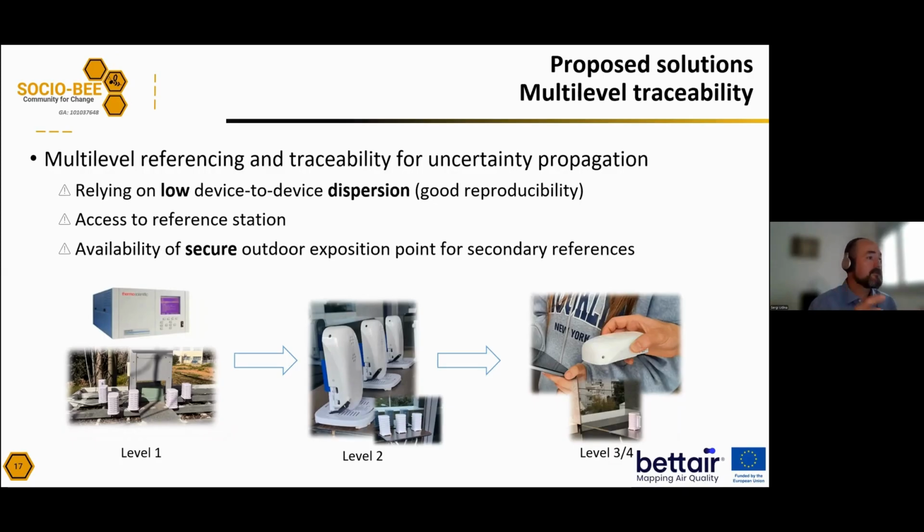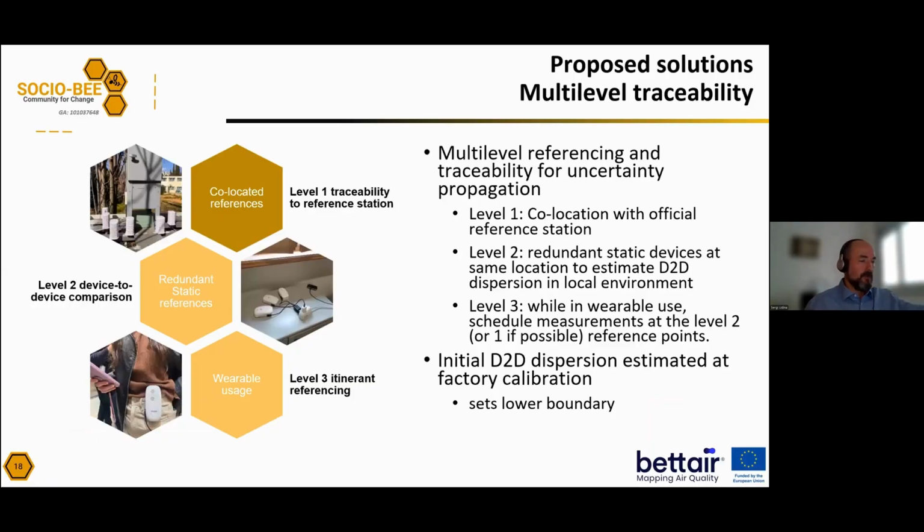Then you needed access to a reference station, which can sometimes be hard, especially for citizen science communities. And the availability of a secure outdoor exposition point to place secondary references. What I mean by secondary references is a number of wearable devices, equivalent devices, many of them with a redundant measurement in one point. So in one point, we have measurements on different devices. Level 1, level 2, level 3, 4. So continuing and elaborating on this multi-level referencing, let me see, I can read.